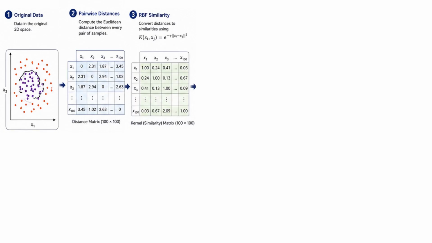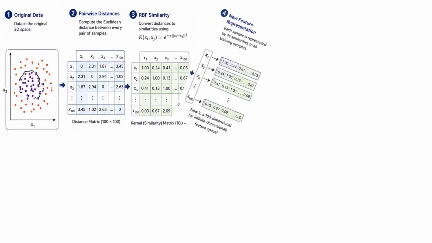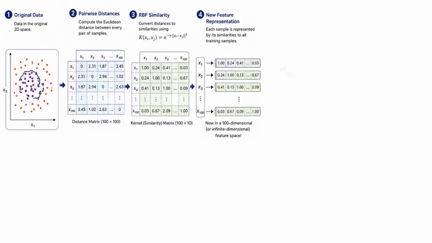Samples that are very close to each other receive similarity values close to 1, while samples that are far apart receive values close to 0. These pairwise similarities form the kernel matrix. You can think of each row of this matrix as a new representation of one training sample. Instead of describing a sample only by its original coordinates, we now describe it by how similar it is to every other training sample. This creates a much richer feature space.